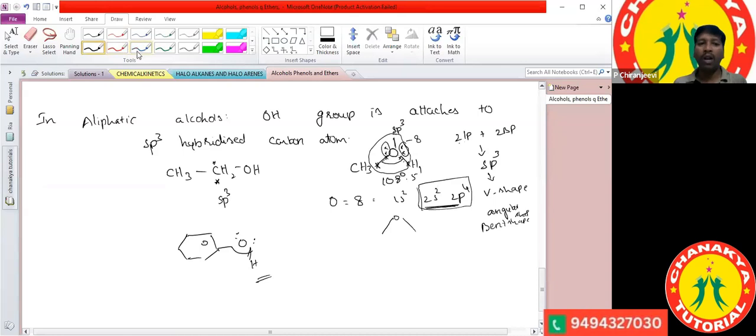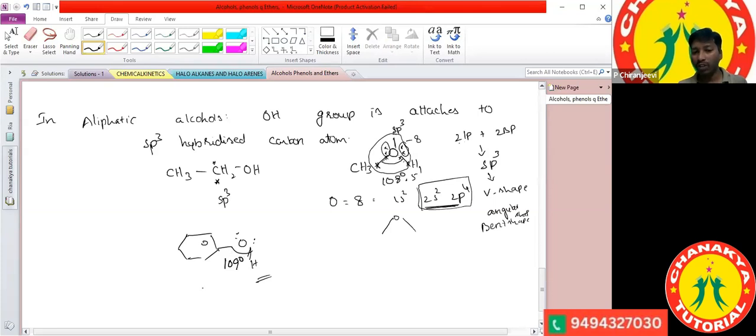And what is the bond angle in alcohol? 108 degrees and 5 minutes. 108 degrees 5 minutes is the bond angle in alcohols. But in phenols, what is the bond angle? Yesterday I had given 108, but actually the exact answer here is 109 degrees. Okay, so what is the bond angle in phenols?